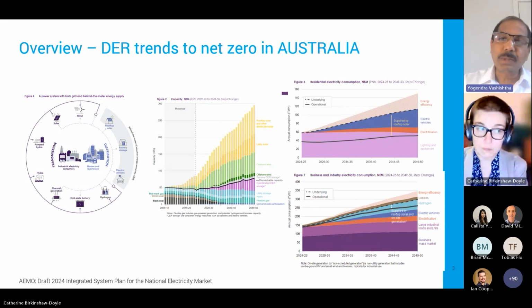How much will be met by rooftop solar? What will be the net effect on the demand? That is what we will be discussing.